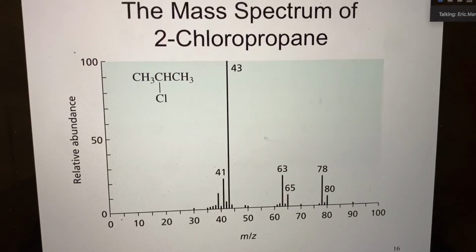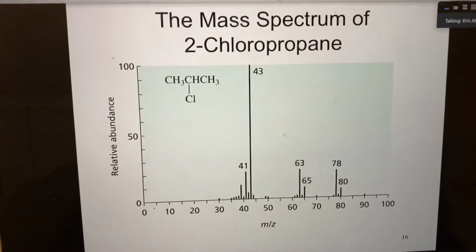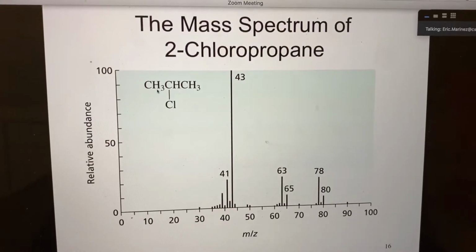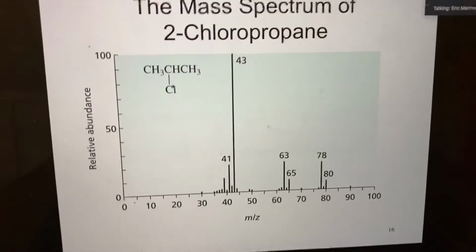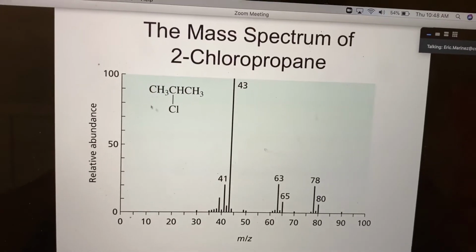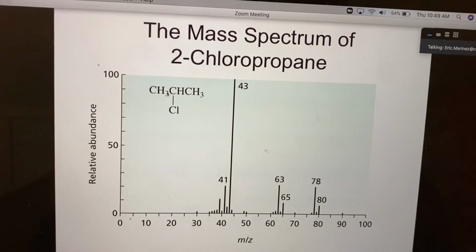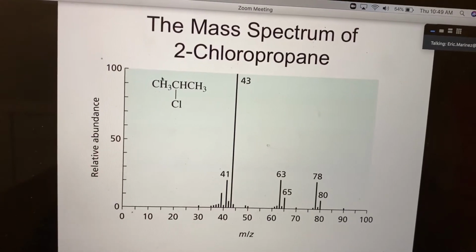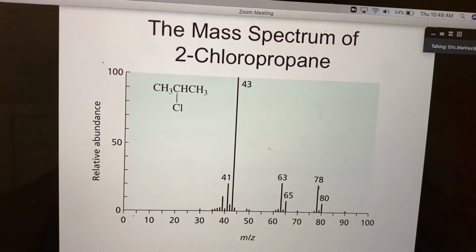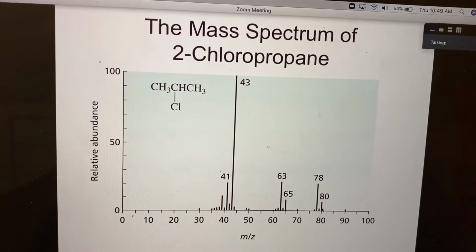So here's the mass spectrum for 2-chloropropane. 2-chloropropane is not going to be that different from bromopropane in that we're still going to remove that electron off the chlorine, because the chlorine is the only species that has non-bonding electrons. And if I do that, I should get a radical cation that has two chlorine isotopes in the ratio of 3-to-1.